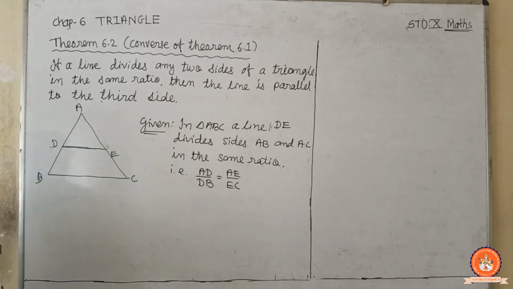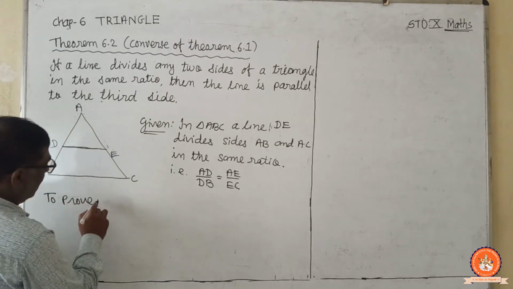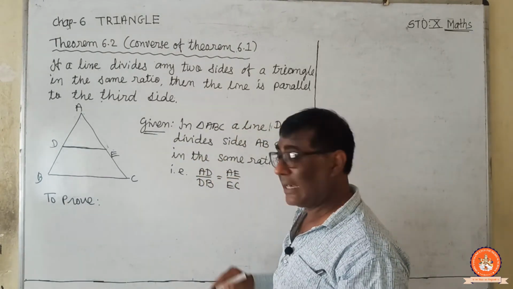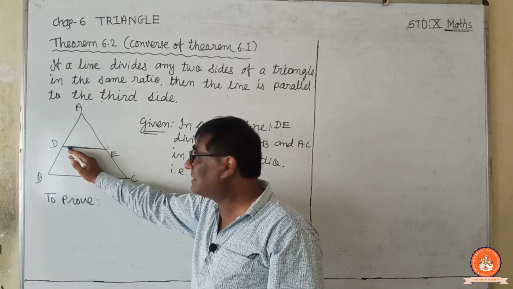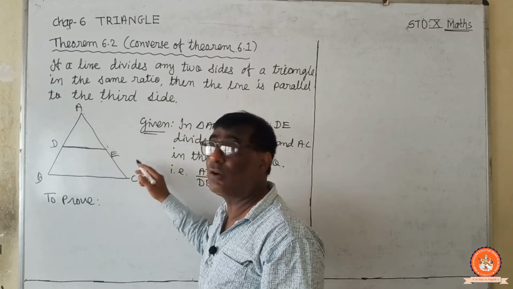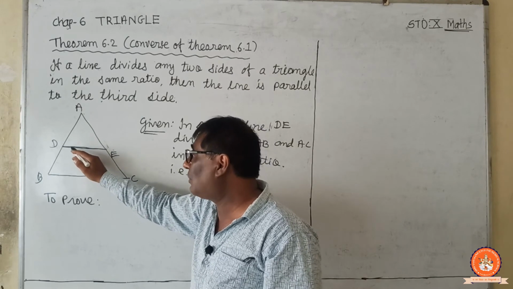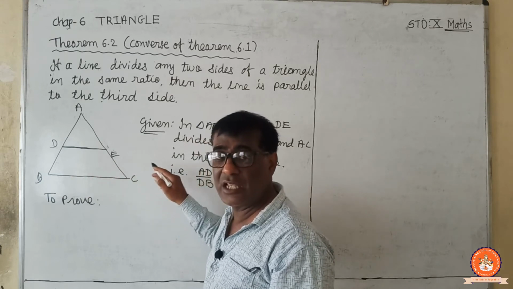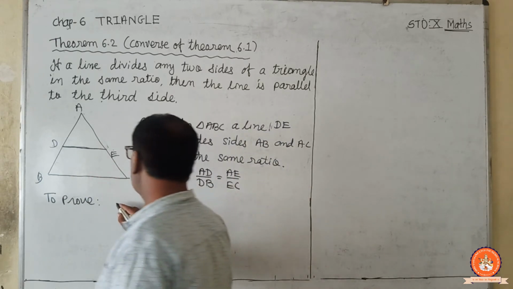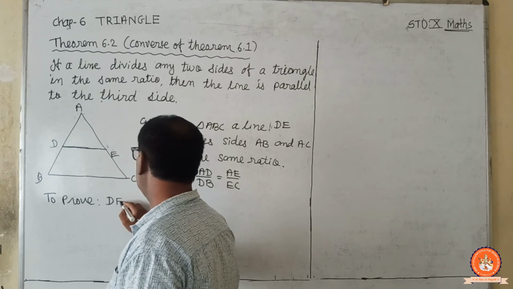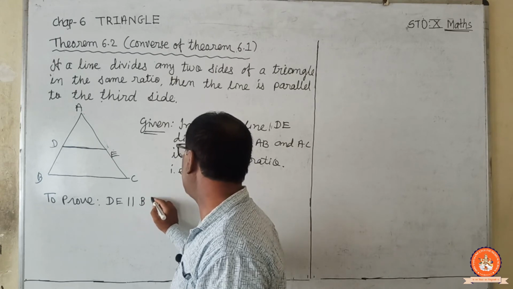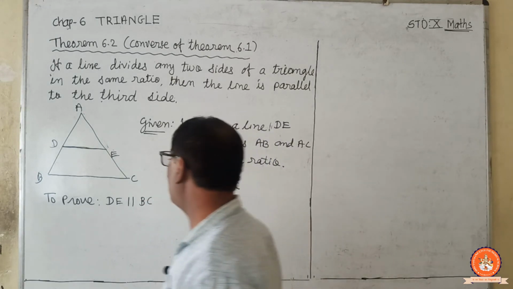Now we want to prove that the line is parallel to the third side. Which line? This line is dividing the two sides of the triangle in the same ratio. That's why we have to prove this line DE is parallel to the third side, which is BC. So we want to prove that DE is parallel to BC.